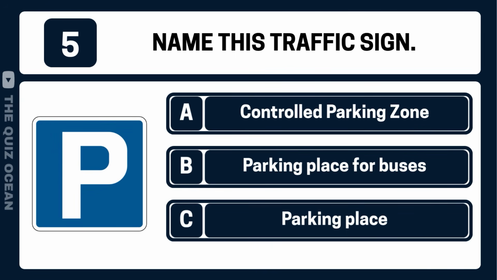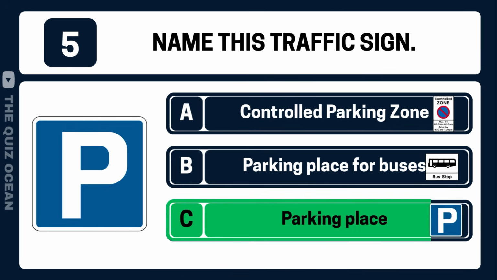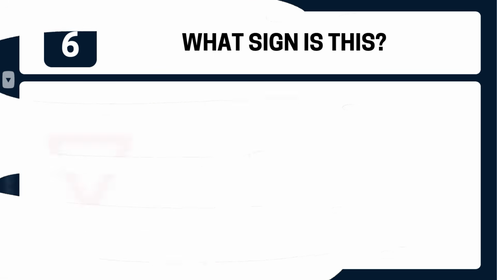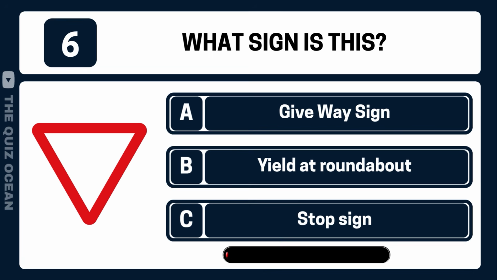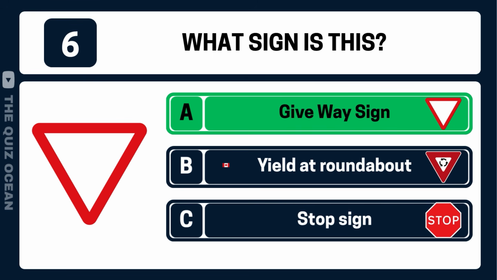Name this traffic sign. This is the parking place sign. What sign is this? Well done. This is the give way sign.